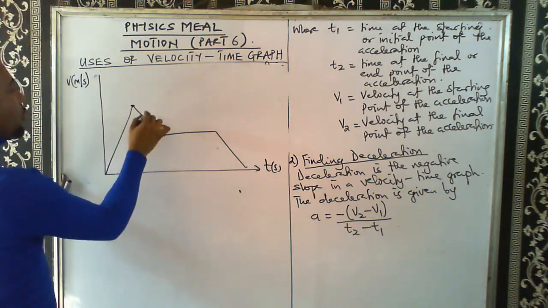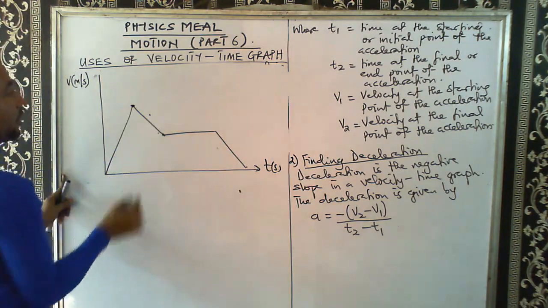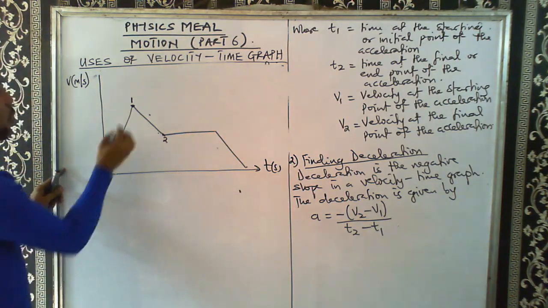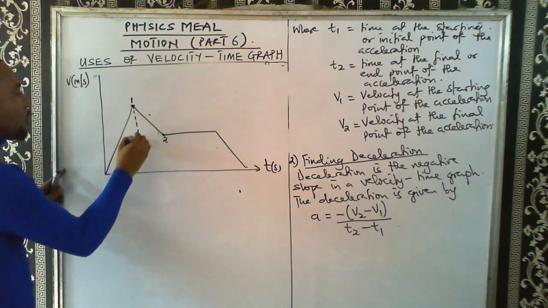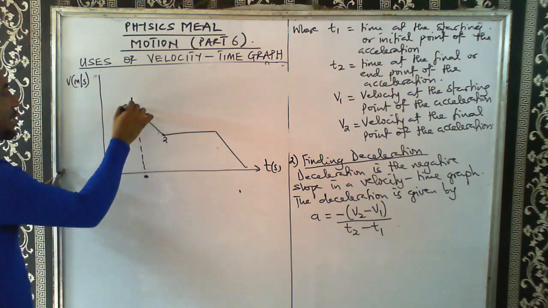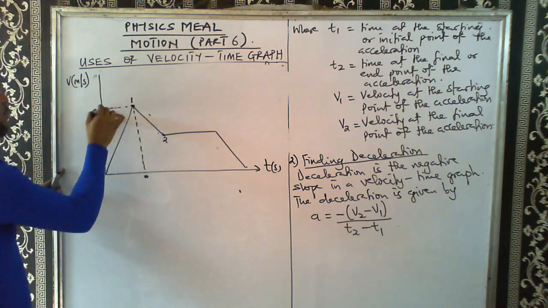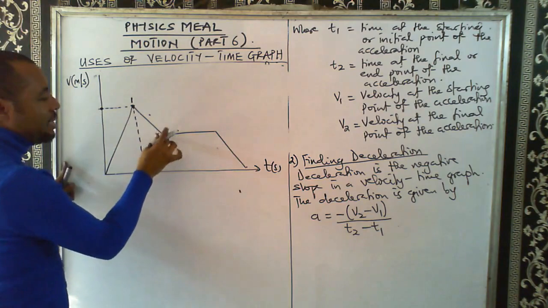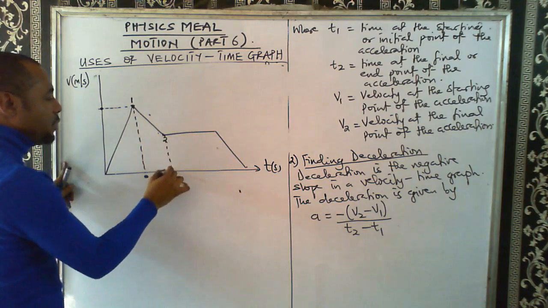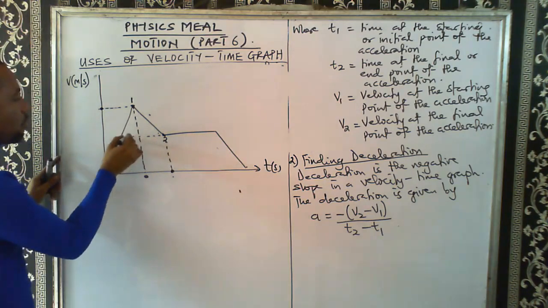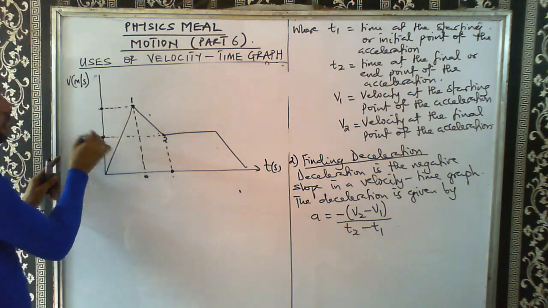But let's say I want to find the first deceleration here. This is the starting point and this is the end point. What is the time at the starting point? Come down to this place, that gives you the time. What is the velocity at this starting point? Move across, you get the velocity. Now, this is the second point. What's the time at this second point? Come down, you get the time. What's the velocity? Move until you get to the velocity axis.